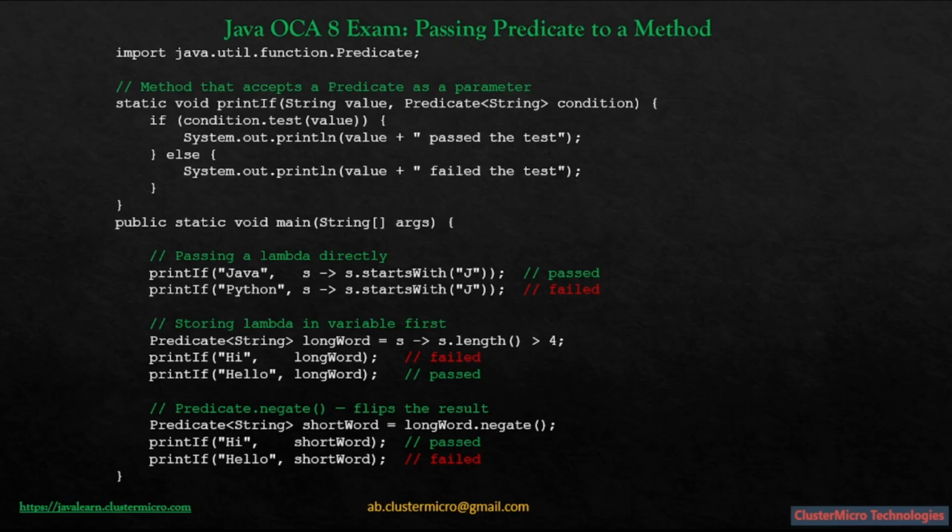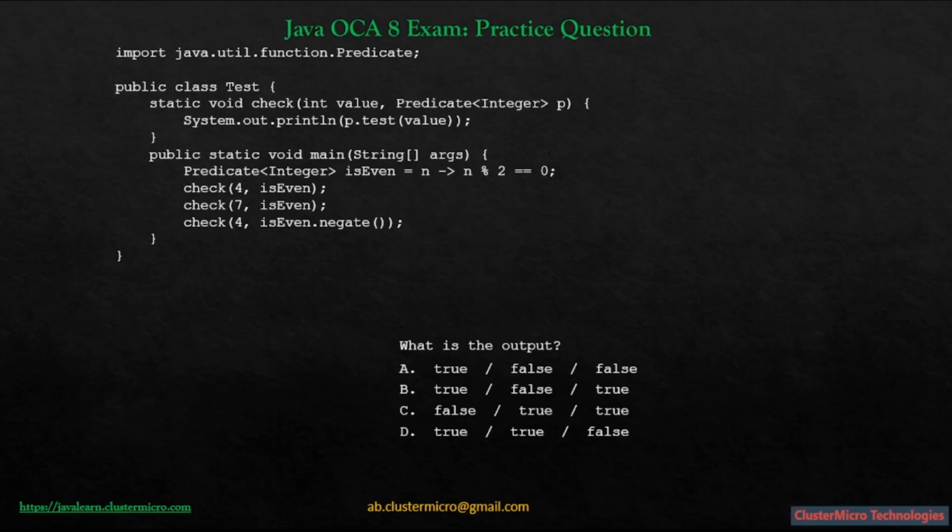So now we come to the practice question. Let's trace the practice question step by step. Before that, the answer is basically A: true, false, and false. We have static void check(int value, Predicate<Integer> p) and System.out.print(p.test(value)). So check takes an int and a Predicate of Integer. It calls test on the predicate with the value and prints the boolean result directly. Simple and clean.